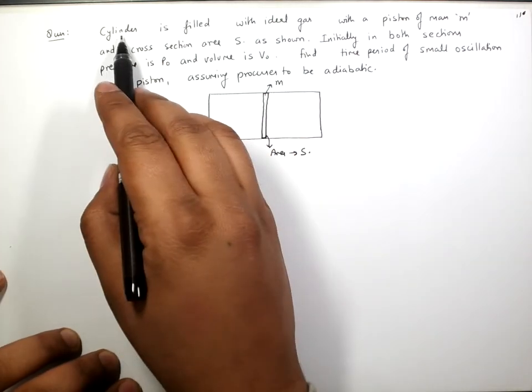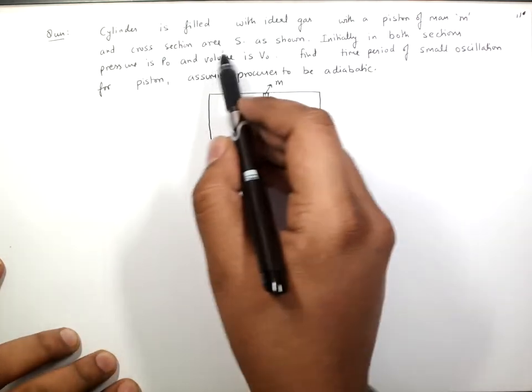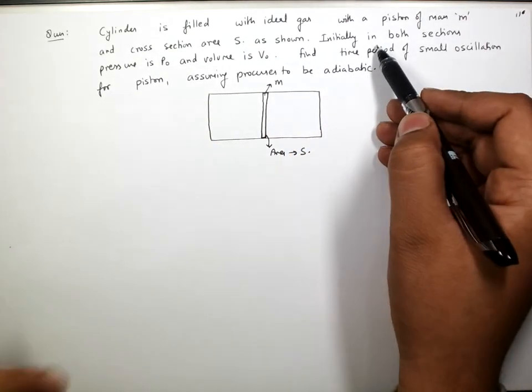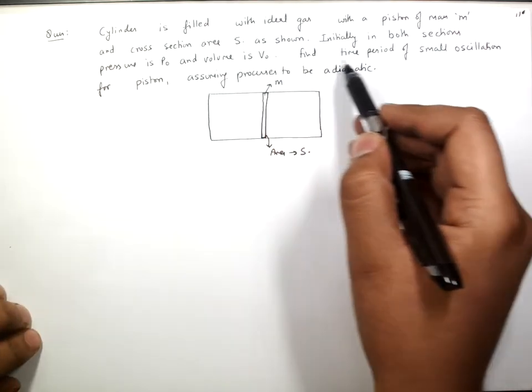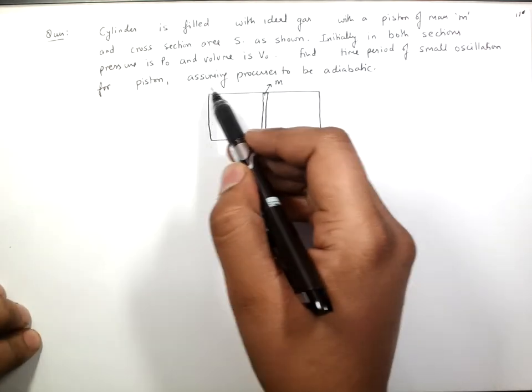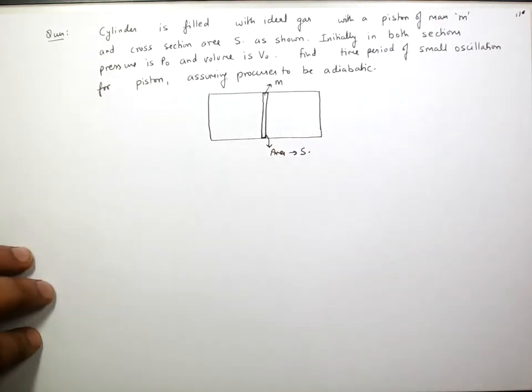So we have a question: a cylinder is filled with ideal gas with a piston of mass M and cross-section area S, as shown. Initially in both sections the pressure is P0 and the volume is V0. Find the time period of small oscillation for the piston, assuming the processes to be adiabatic.